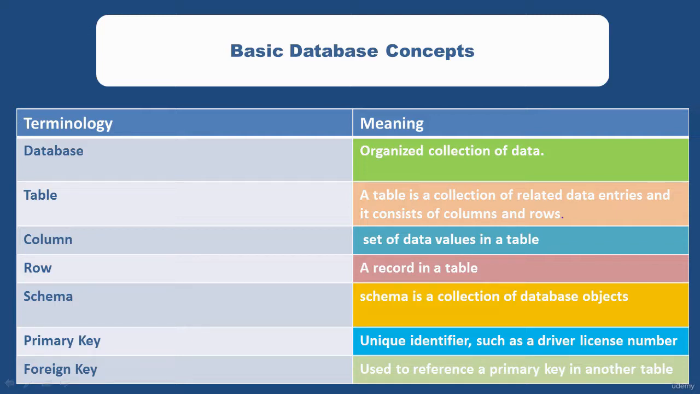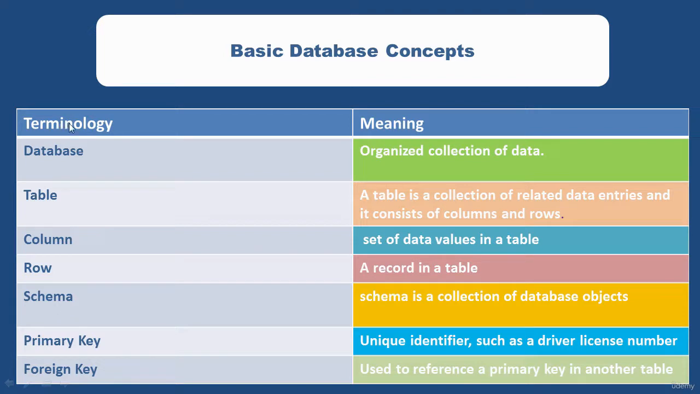A database basically is a collection of organized information or data that is stored in a table. A table, on the other hand, stores information in rows and columns. So a table will usually store a collection of related data entries in columns and rows. This table here is similar to what a database table is.